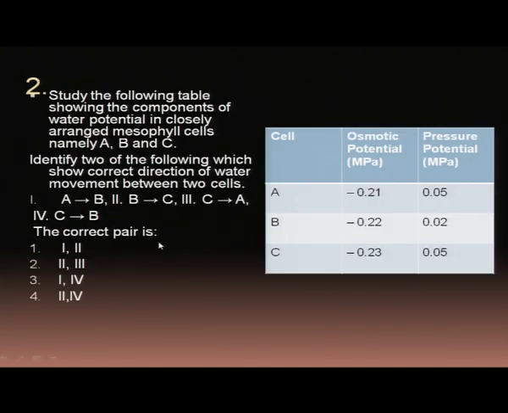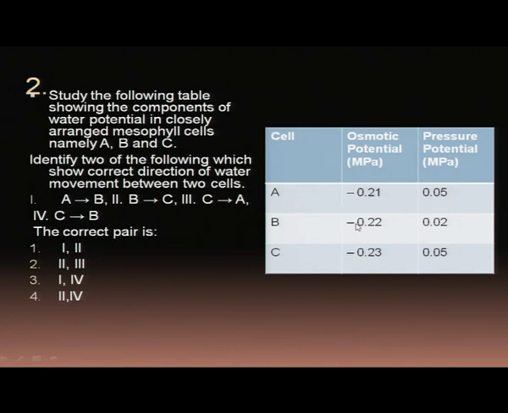Moving on, this is important. Study the following table showing the components of water potential in closely arranged mesophyll cells, namely A, B and C. So, there are 3 cells A, B and C, and their osmotic potential, that is the solute potential, and pressure potentials have been given. Identify 2 of the following which show the correct direction of water movement between 2 cells. Now, since these cells are in contact, water might move from one to the other. You have to find what will be the direction of movement of water from A to B, B to C, whichever is the answer.